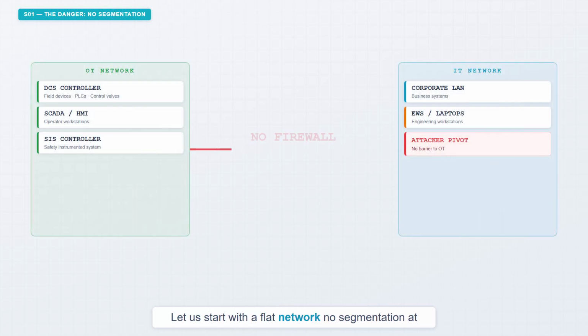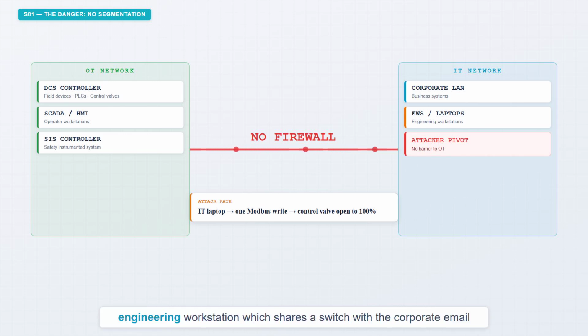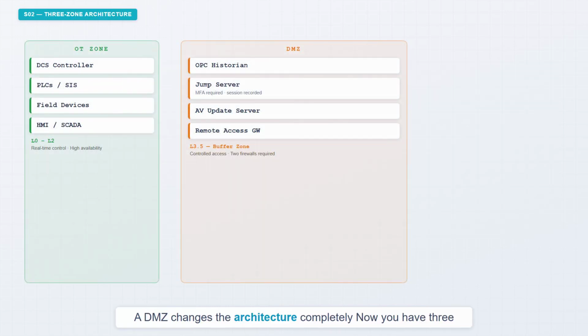Let us start with a flat network, no segmentation at all. On the left, your OT zone, the DCS, the PLCs, the field devices. On the right, the corporate IT network. In a flat network, these two talk directly. Your historian has an IP on the same subnet as your engineering workstation, which shares a switch with the corporate email server. One compromised laptop on the IT side, one Modbus write command, and your control valve opens to 100%. The PLC did not ask why. It just obeyed.